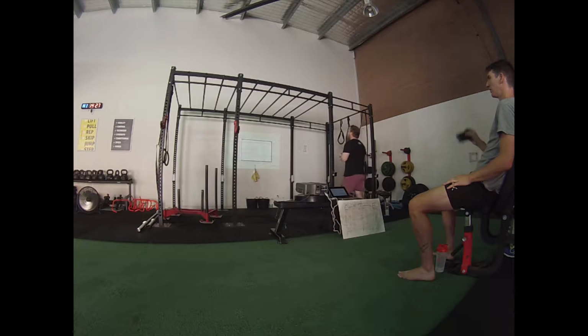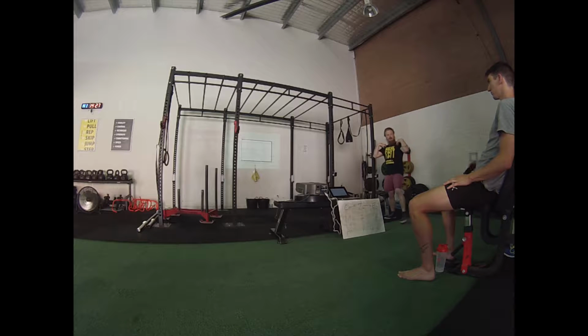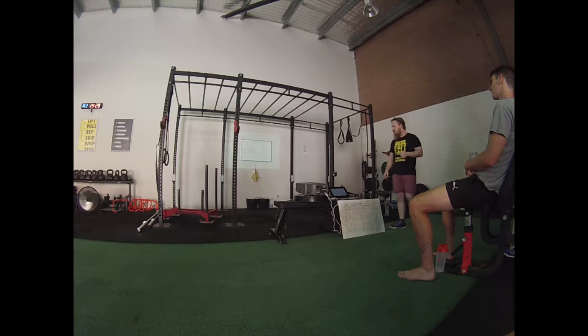Ryan talks about compartmentalising. The idea that power and leverage are expressed from the core to the interfaces through the extremities, and how failure at one location increases stress on the other. So even if the core's good, but the shoulders are bad, the core's going to have to be working a lot more because it's going to become more unstable, right? And then the extremities, you're going to see that it's going to be much more apparent. As far as prioritising stress, we just talked about start with the core, work to the interfaces, work to the extremities.